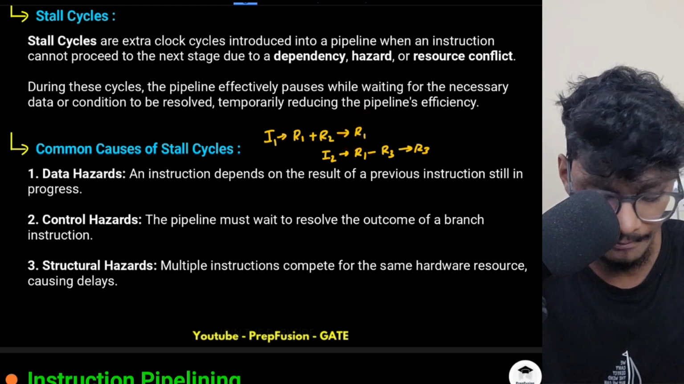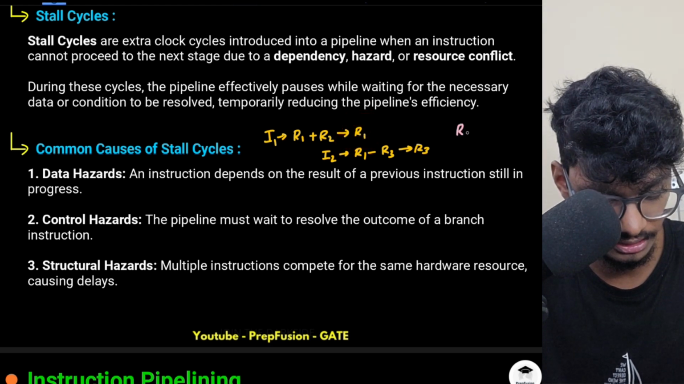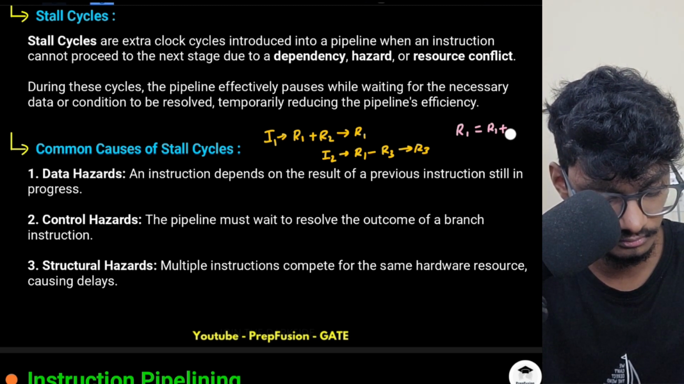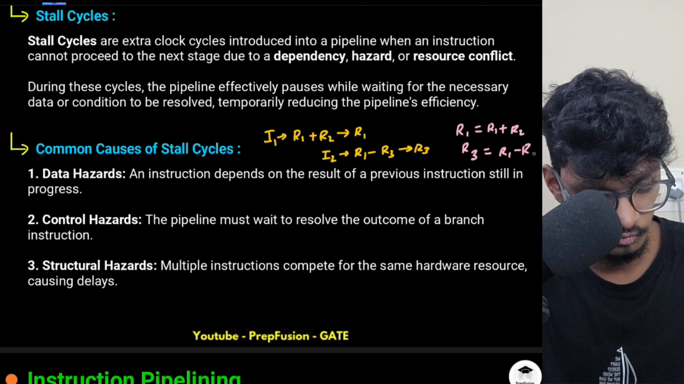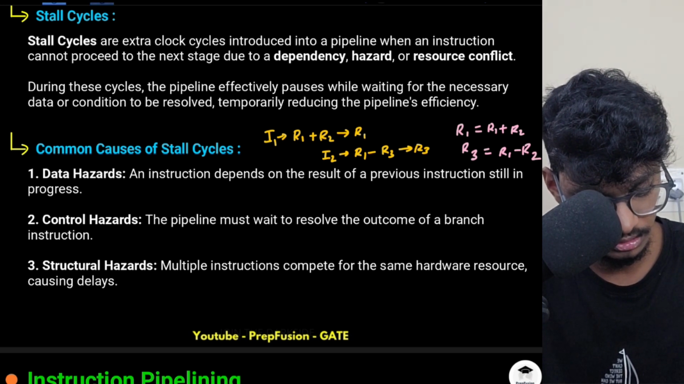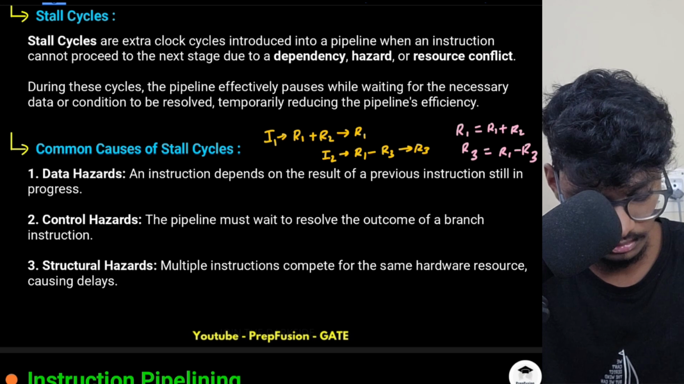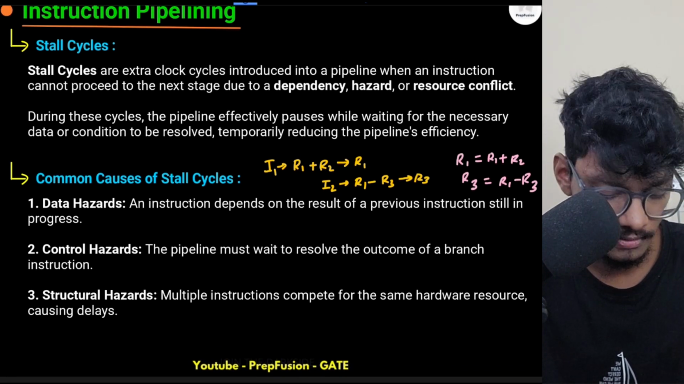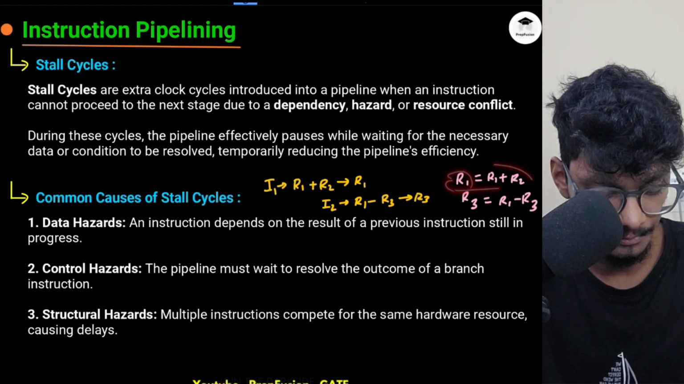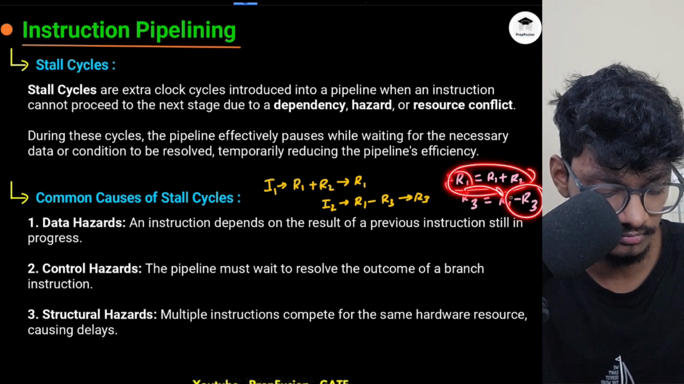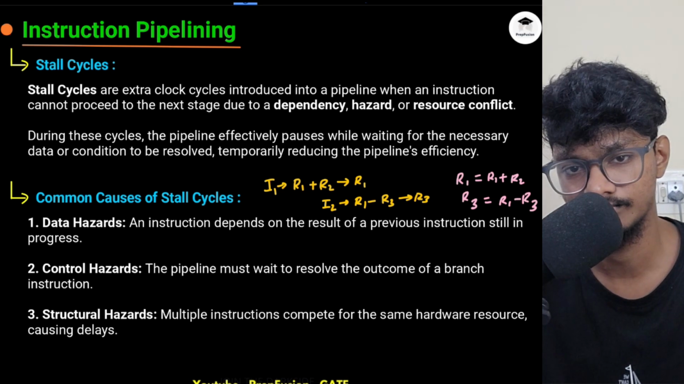Because what was supposed to happen, in C programming, you will write the code like this: R1 equals R1 plus R2 and R3 equals R1 minus R3. So in C programming, you were supposed to get the updated value of R1, and then subtract R3 from this updated value.